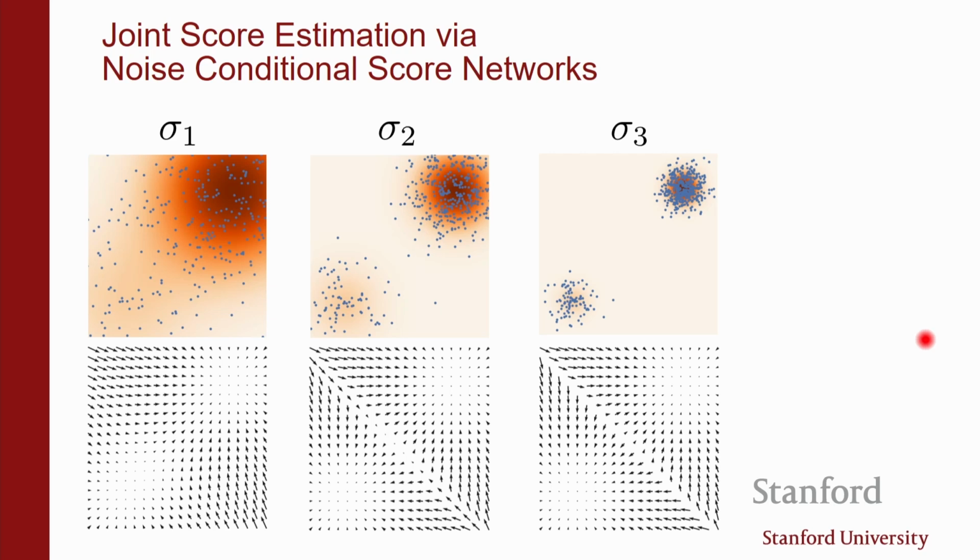So you need to be able to know what is the score of data plus a lot of noise. You need to be able to know what is the score of data plus a little bit less noise, all the way down to a very, very small amount of noise added to the data where it's almost like the true data density.